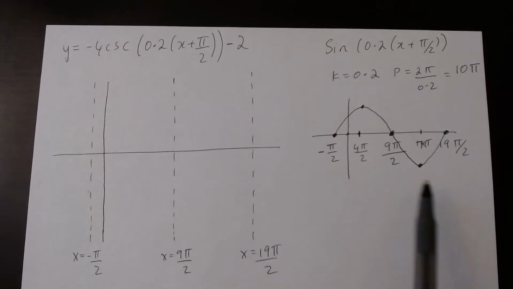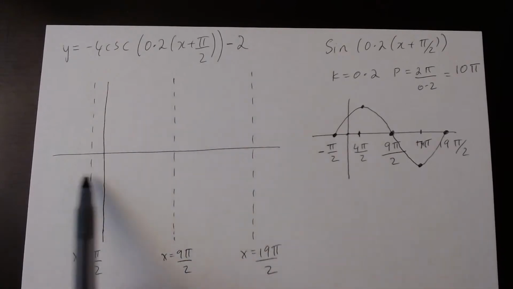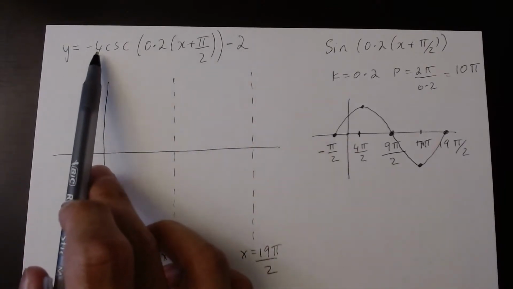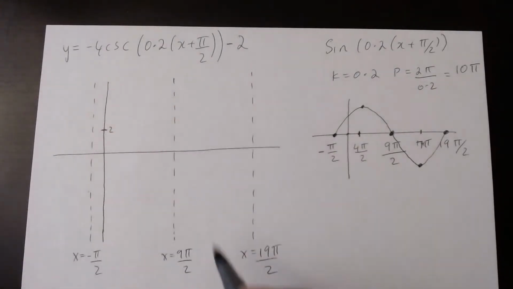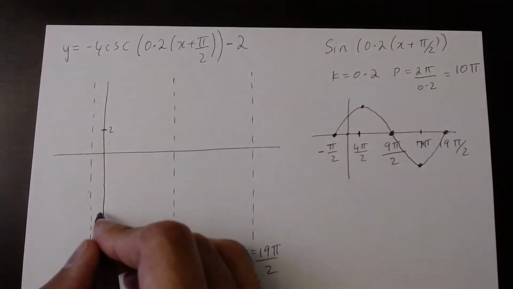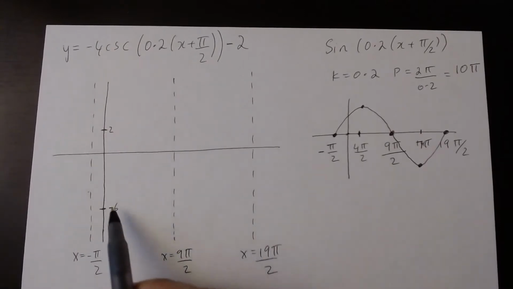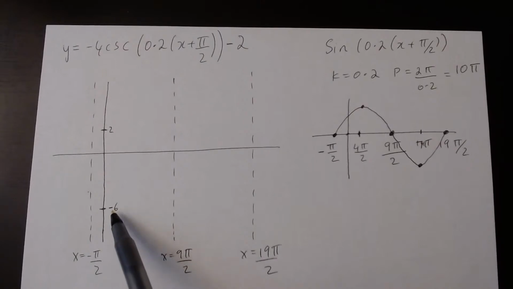Once I have my vertical asymptotes, I'll start marking my y values based on my a value and my c value. My equation of axis is negative 2 over here, and my amplitude is 4. So negative 2 plus 4 is positive 2 for my maximum, and negative 2 minus 4 is negative 6 for my minimum. But technically, in a reciprocal function, these are inverted. This is actually my local minimum, and this is actually my local maximum value.